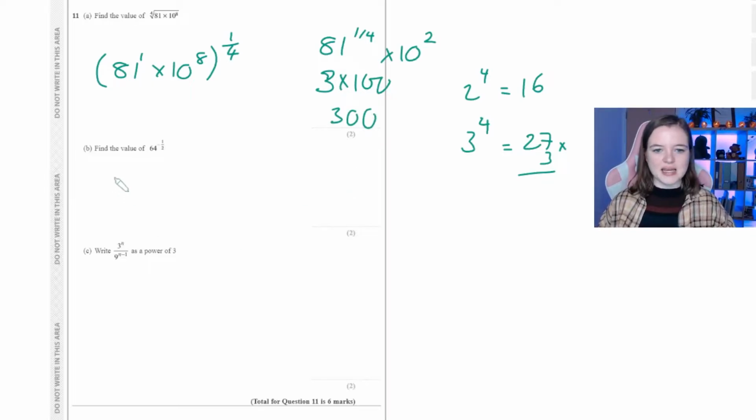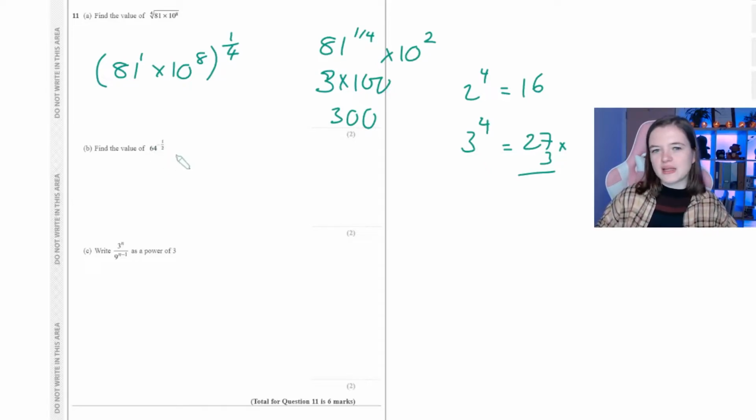Okay, and then part B, find the value of 64 to the power of minus a half. So again, we've got a fraction as a power, like we did up here. Fraction as a power means roots, and then number in front means what goes in front. Technically, you shouldn't call it a square root unless it's like the 2 in front, but potato potato.